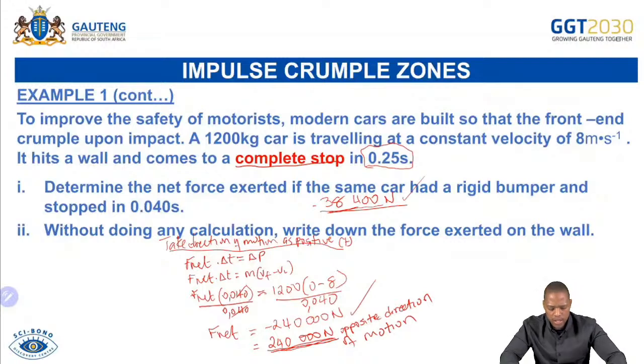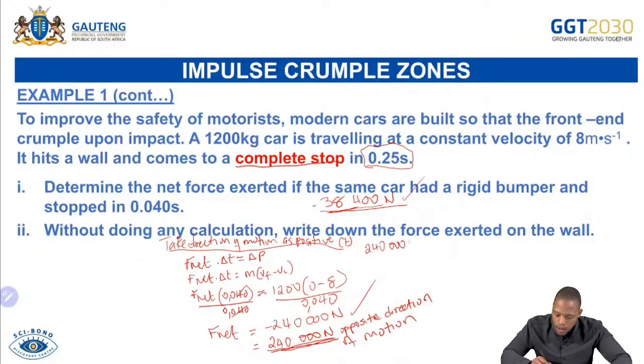The second question there is saying, without doing any calculation, write down the force exerted on the wall. We have been calculating the forces that is exerted on the car, experienced by the car. We are saying it is 240 newtons in the opposite direction of motion. So the force that will be exerted on the wall is going to be 240,000 newtons in the direction of motion.